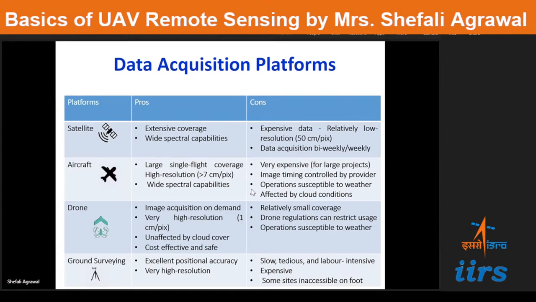You can collect the data, so image acquisition can be on demand. The resolution can be 1 centimeter or less than a centimeter; generally, 1 centimeter per pixel can be the resolution. It is unaffected by cloud cover, as you can fly below the clouds and acquire the data. It is safe and cost effective. But the major drawbacks, and we'll talk about the regulations, are that they have smaller coverage and they are also susceptible to weather conditions.